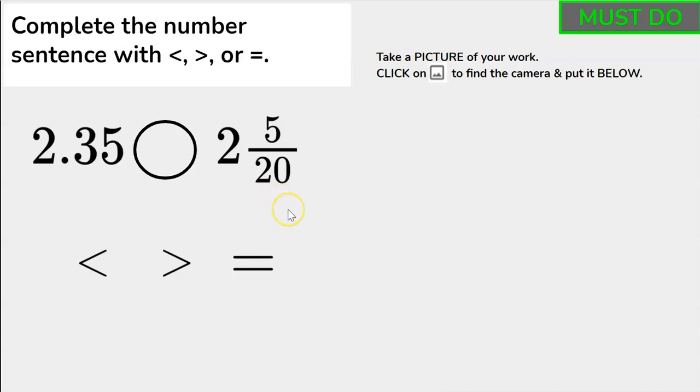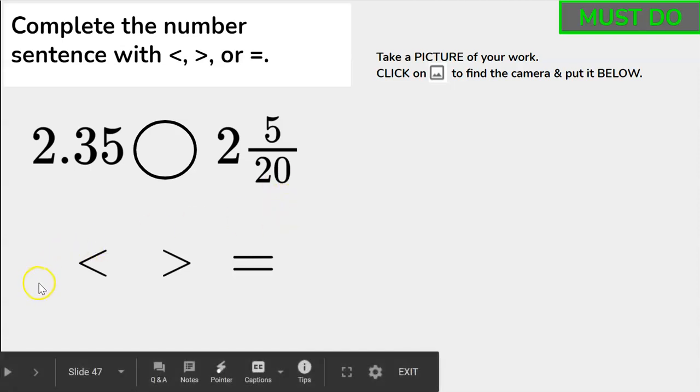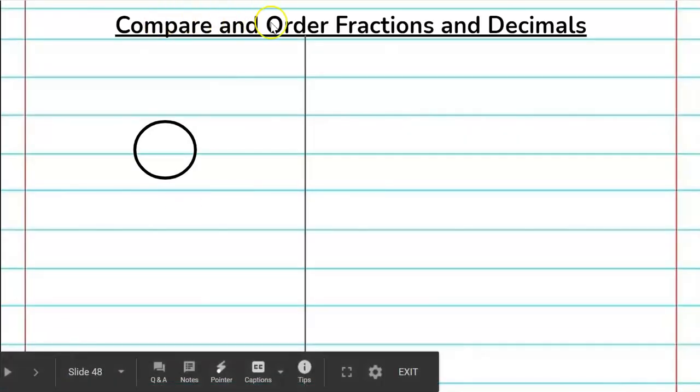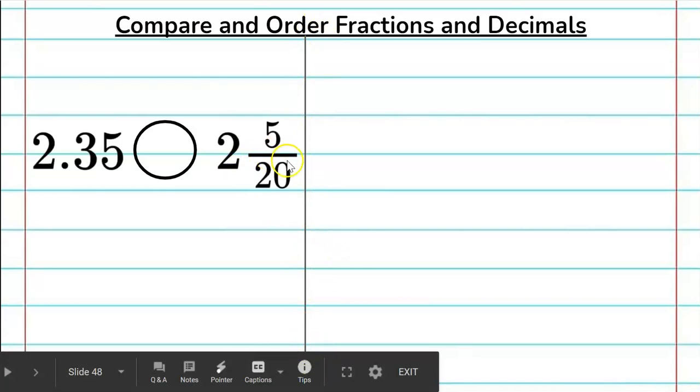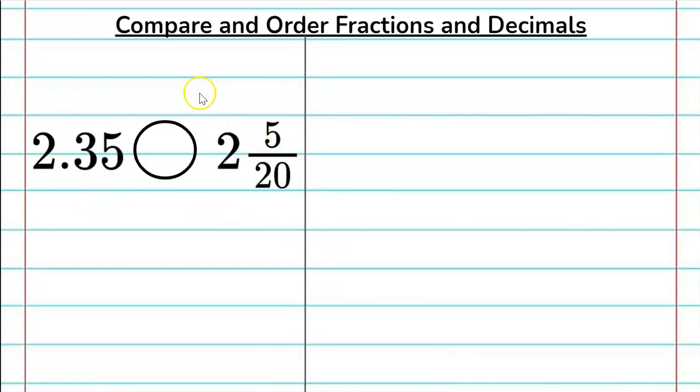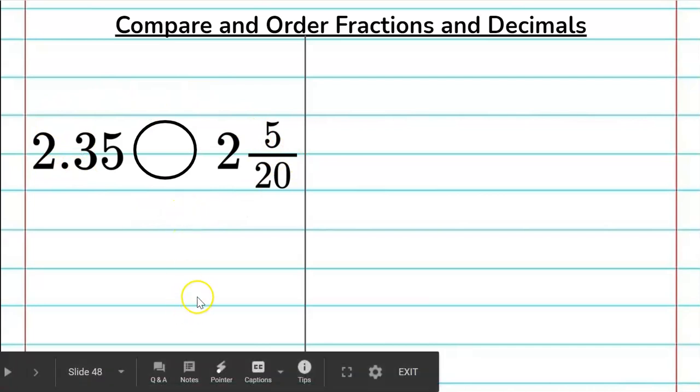So we're going to again show this work in our notebook. So make sure that you're on your next blank page and that you write compare and order fractions and decimals at the top. Draw your line down the middle for problem and work, and then go ahead and write our original problem in your math notebook. Pause the video to finish that right now.